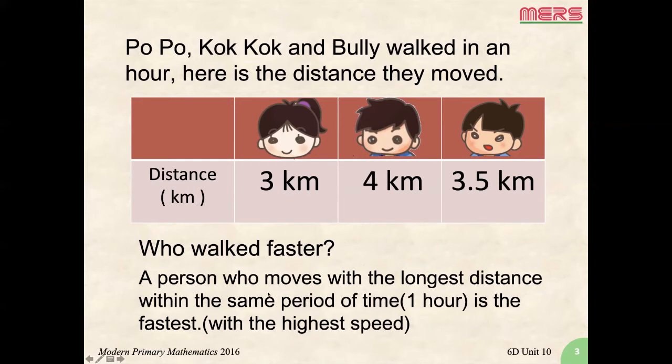Why? Because a person who moves the longest distance within the same period of time is the fastest. In this example, all three walked for 1 hour, the same period of time, and the one who walked the longer distance after 1 hour is the fastest, because he or she walked with the highest speed. That's why after 1 hour, Coco moved 4 km and his walking speed is the fastest.